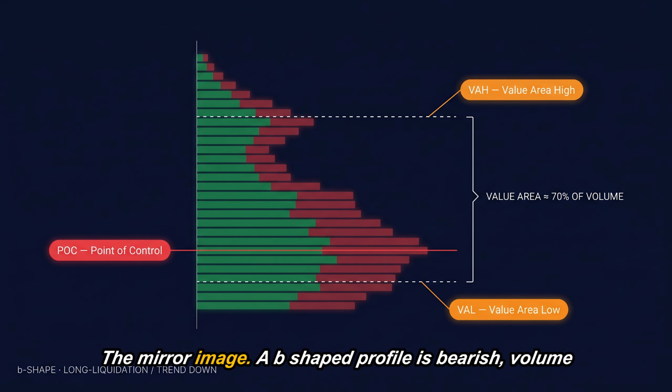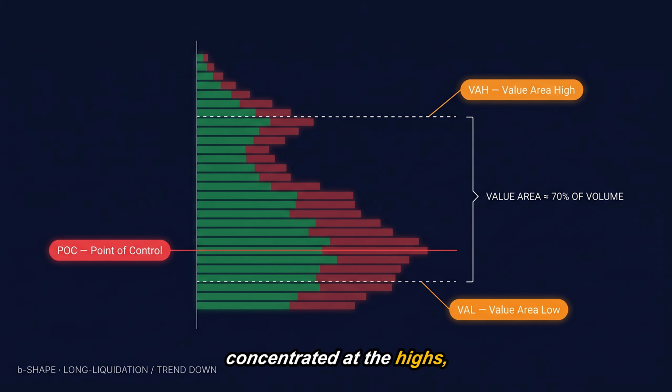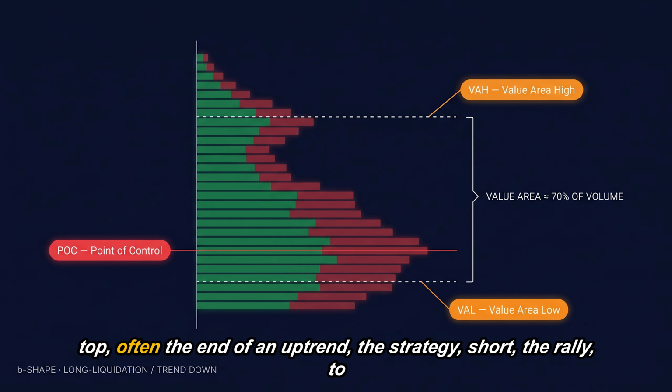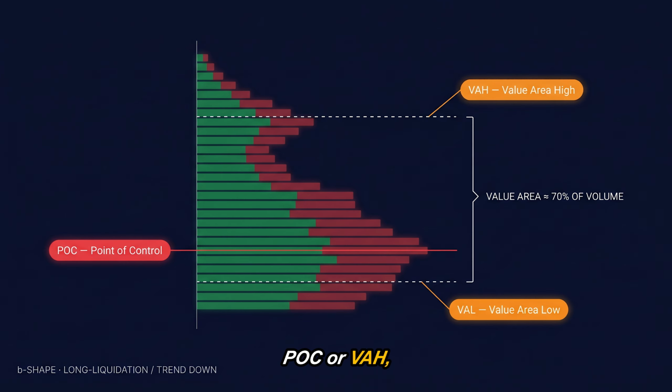The mirror image, a B-shaped profile, is bearish. Volume concentrated at the highs. The POC in the upper third. Sellers in control. Distribution at the top, often the end of an uptrend. The strategy, short the rally to POC or VAH.